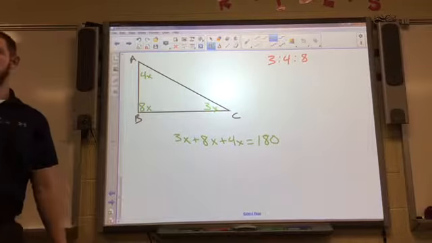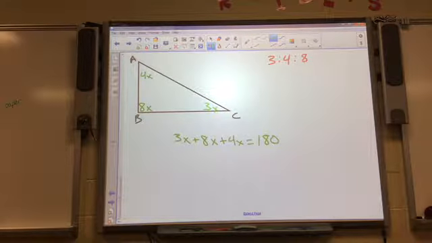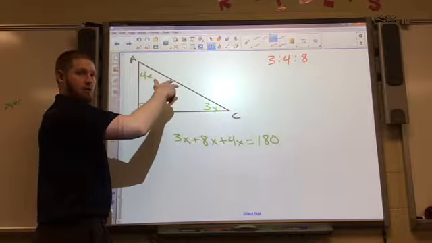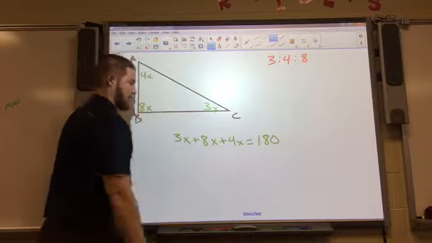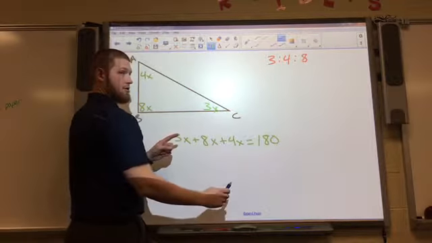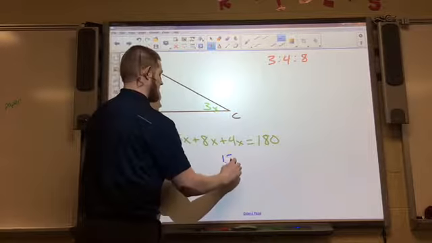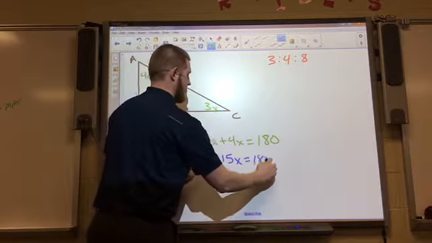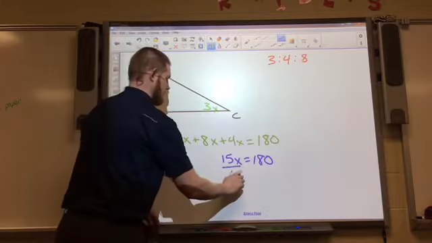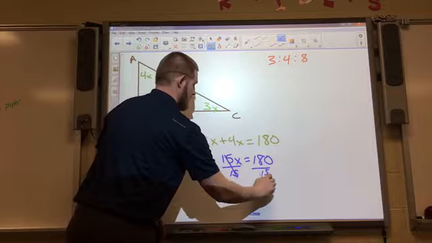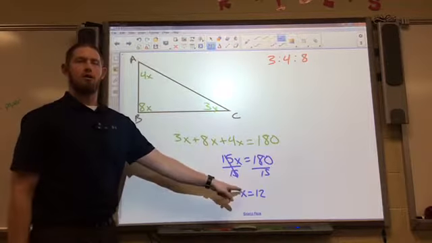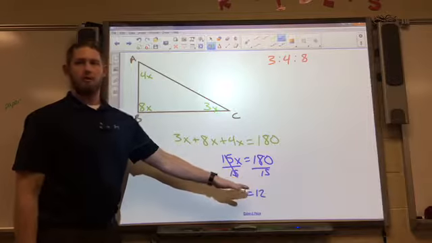Okay, because it's a triangle, right, guys? Okay, so it has to be 180 degrees. If it was a square or a rectangle or a quadrilateral, it would be 360. Good. Right here, we already talked about this. 3 and 8 and 4 is 15. So I have 15x equals 180. Divide by 15. X equals 12. Is that 12 degrees? No, that's just my variable.